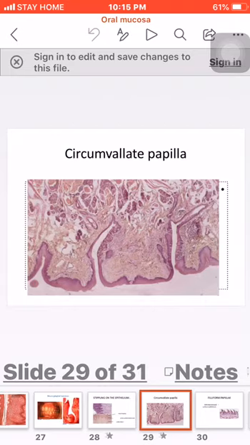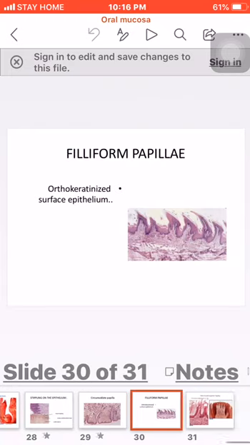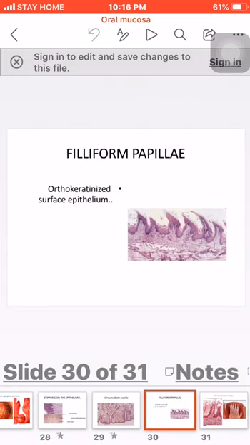This figure shows the circumvallate papillae, which are 8 to 10 in number, and contain numerous taste buds on their lateral side. The figure shows the filiform papillae as pinpoint projections, with an orthokeratinized epithelial surface, present on the anterior two-thirds of the tongue, with no taste buds.